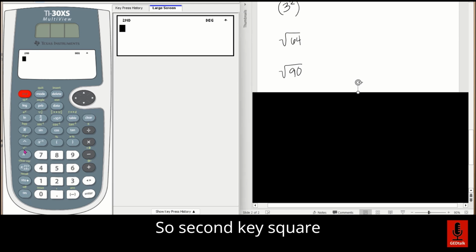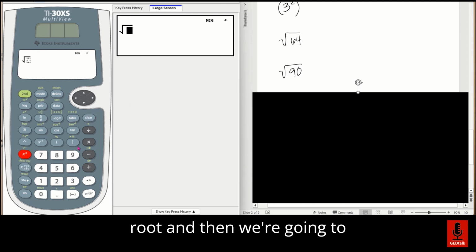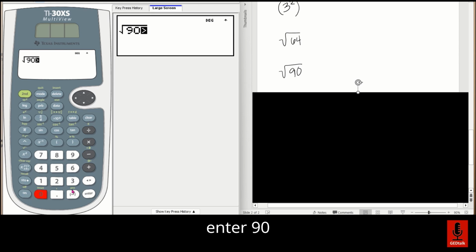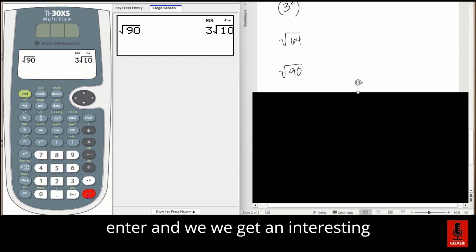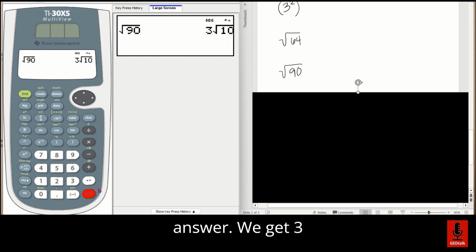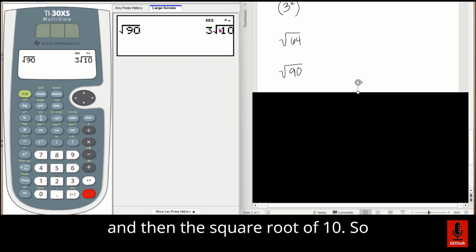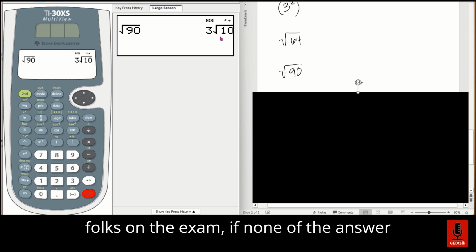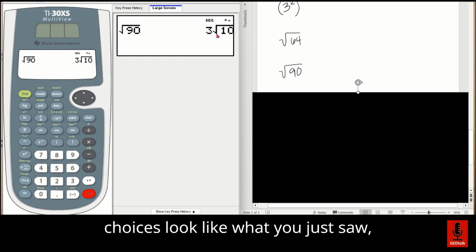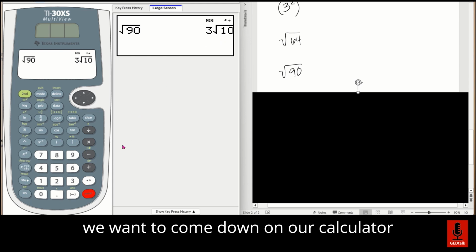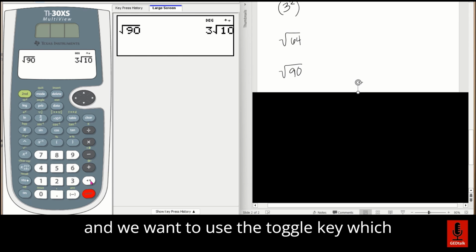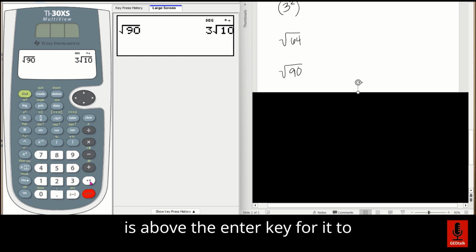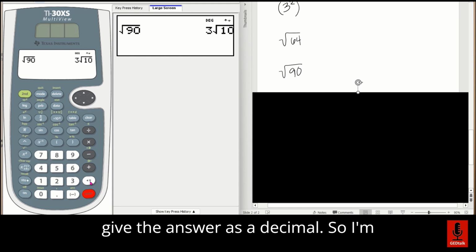Okay, next we have the square root of 90. So second key, square root, and then we're going to enter 90, enter, and we get an interesting answer. We get 3 and then the square root of 10. So folks, on the exam, if none of the answer choices look like what you just saw, we want to come down on our calculator and we want to use the toggle key, which is above the enter key, for it to give the answer as a decimal.